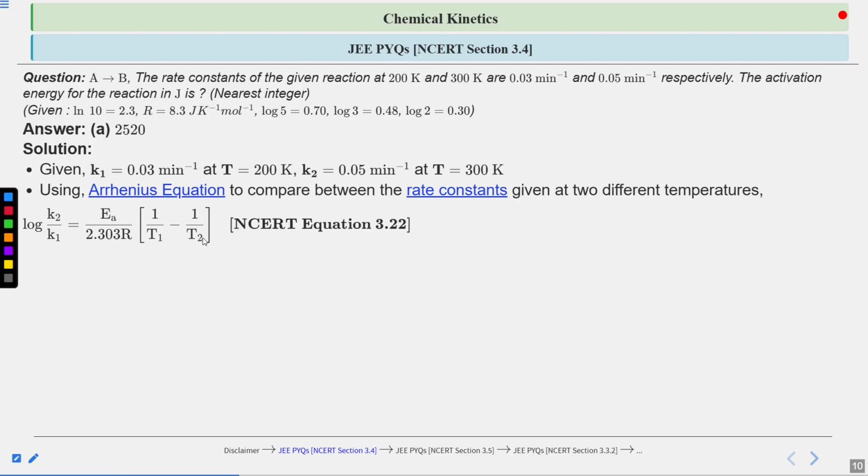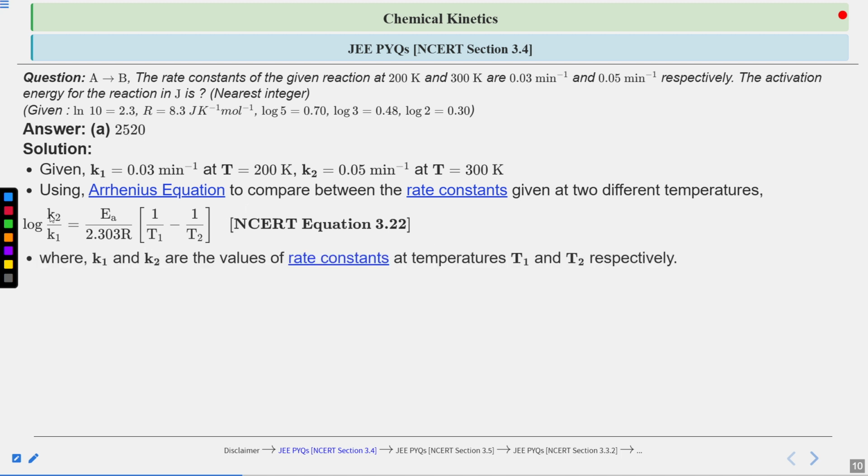So this is the equation that we are going to use wherever we are given two values of the rate constant at two different temperatures and we are talking about the activation energy. In these types of questions, you use this equation. This is the NCERT equation marked as 3.22. So you already know that K1 and K2 are values of the rate constant at the temperatures T1 and T2 respectively. And we have been given the values of K1, K2, T1 and T2.